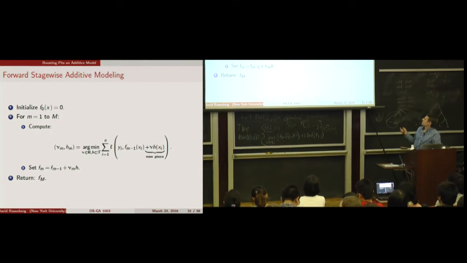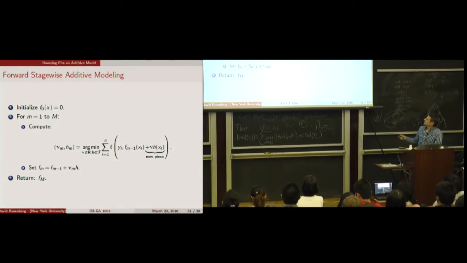All right, so written out in kind of an algorithmic form, in each step the key thing is finding vm, our step size, and hm, our step direction, or the new function we're adding. Here's our average loss, here's our loss with the L. Yi is the sum over the data points. And our prediction function, the new one, is the old one plus step size times step direction of the new one.